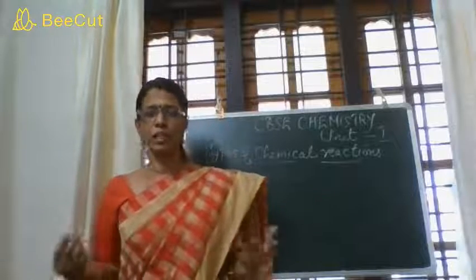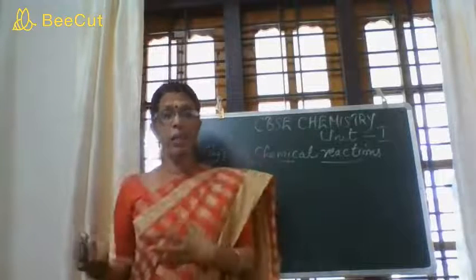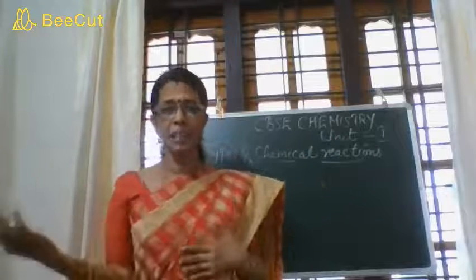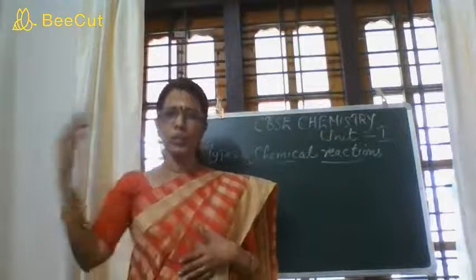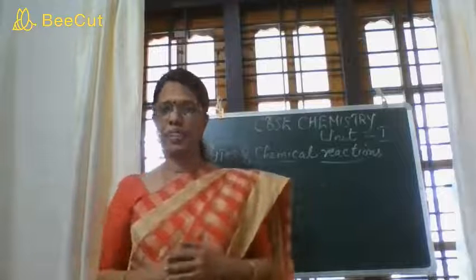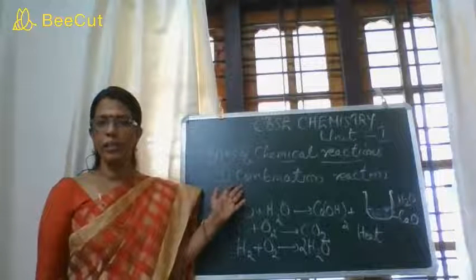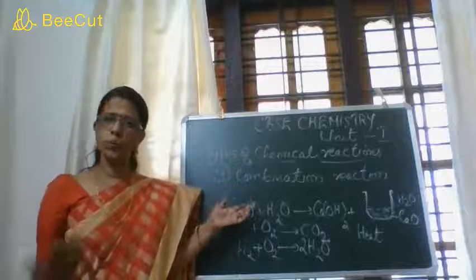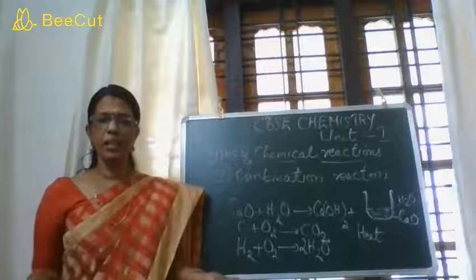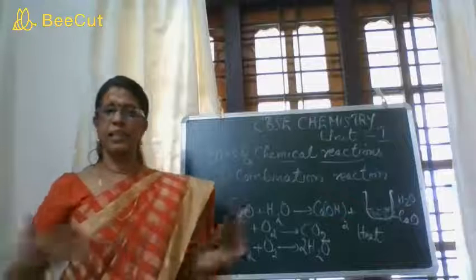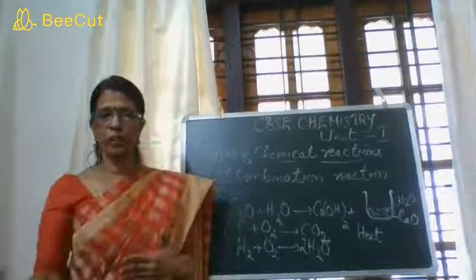For example, water: hydrogen and oxygen. These 2 are gases and they combine and form water. So a new substance is formed. This is a combination reaction. Let us see what a combination reaction is. A combination reaction is a reaction in which 2 or more substances combine to give a single substance. That is, here combination takes place. They combine and form a new product.